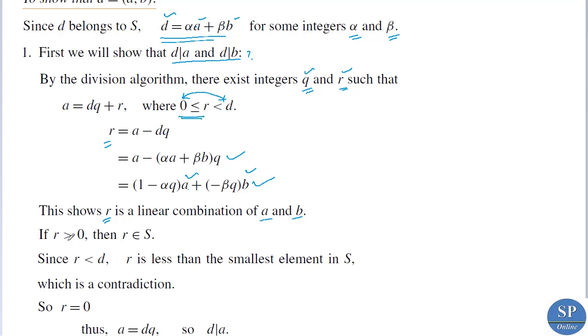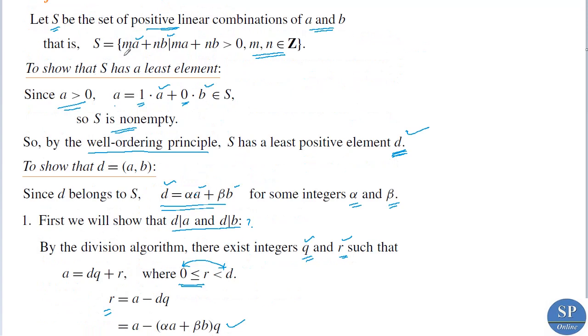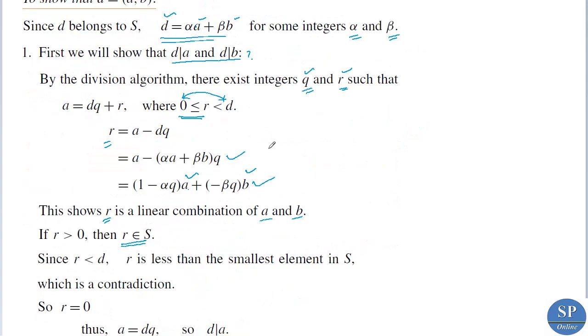If R is greater than 0, then clearly R belongs to S, because R is expressed as a linear combination of A and B, and if it is greater than 0, it belongs to S, because S is of this form. It has the elements of this form which are positive. So if R is greater than 0, then R belongs to S.